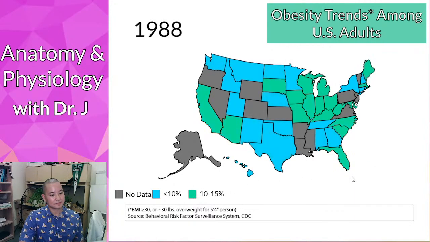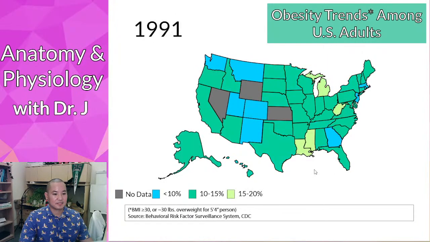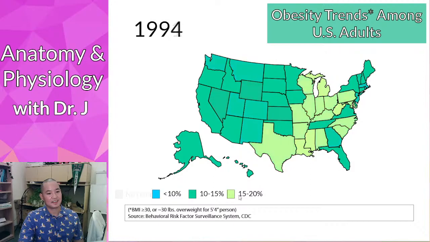Now in 1988, let's go a little more. Now we're starting to fill out the United States, and we're still missing data from Nevada, Wyoming, and Kansas, but we see that, ooh, now we have a new category. Now we have some states that have between 15 to 20% of people having obese BMI. And then we have all states in play right here.